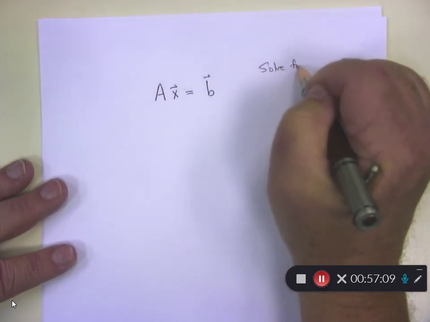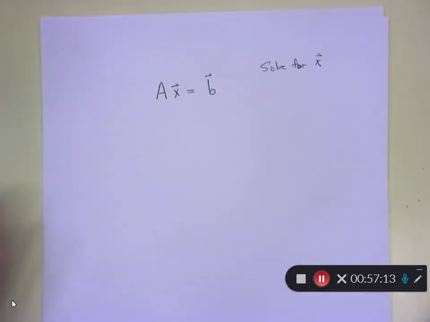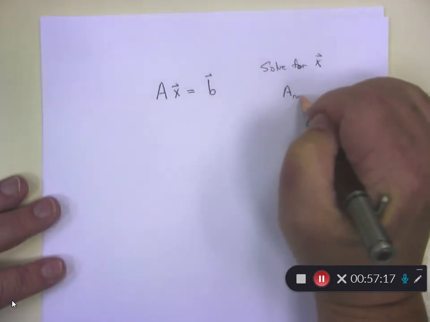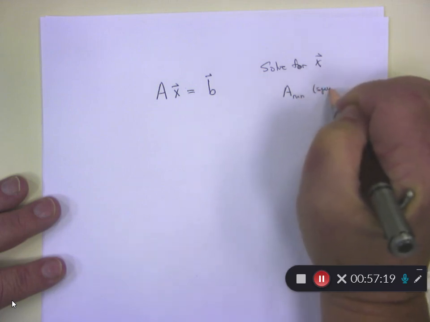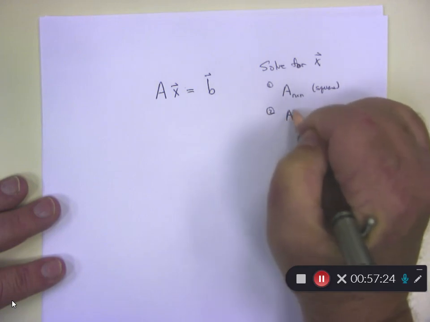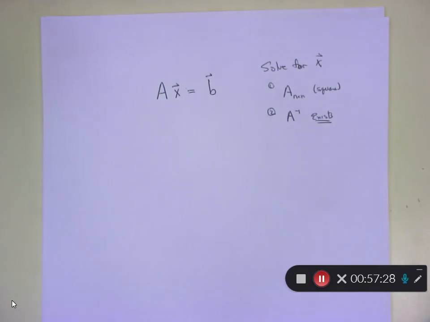Solve for X. Now, here's the deal. A is n by n, and A inverse exists. Not all matrices have an inverse, so I'm telling you, A inverse exists. Remember what we said: matrices do not commute.